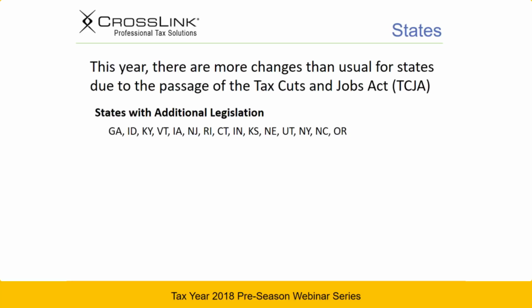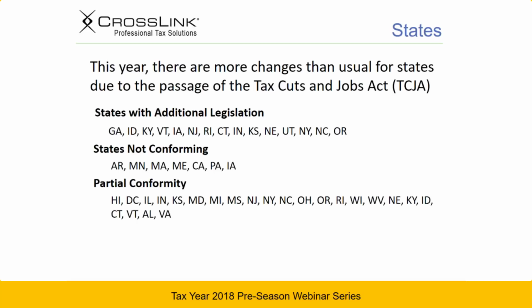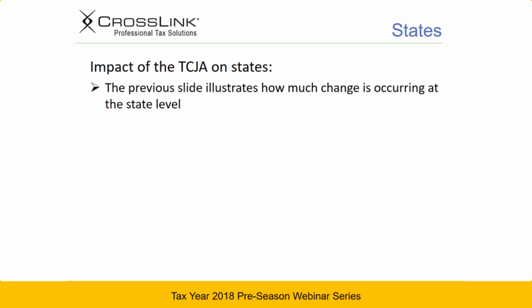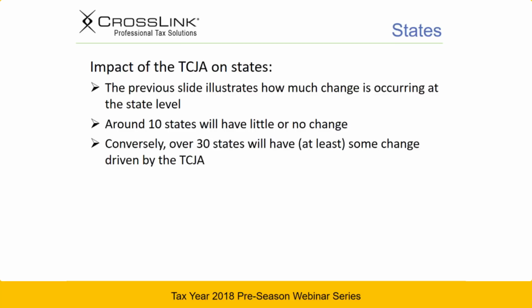Some states have additional legislation. Some states are not conforming. There are some states with partial conformity. And finally, there are some states with full conformity. It's not important to look at this list and try to memorize it, but rather, the reason we present it is to make sure you understand that the previous slide I just showed illustrates how much change is occurring at the state level. Think of it this way. About 10 states will have little or no change. Conversely, over 30 states will have at least some change driven by the tax law updates.